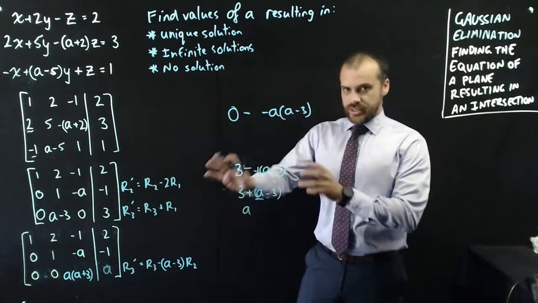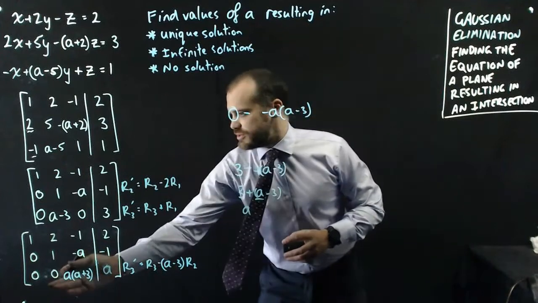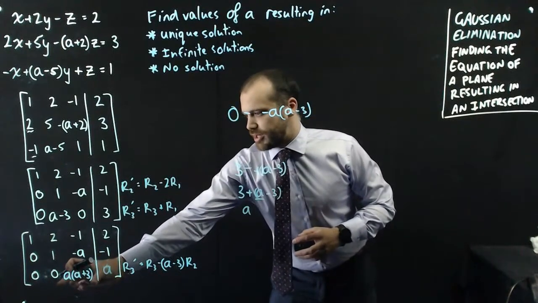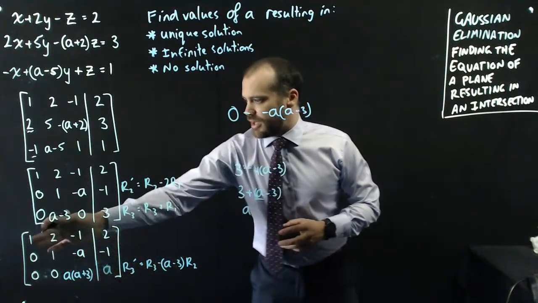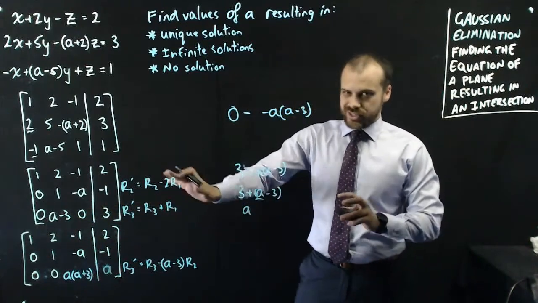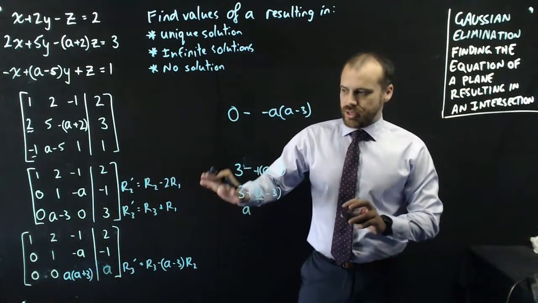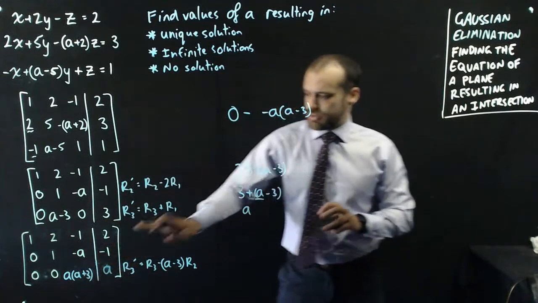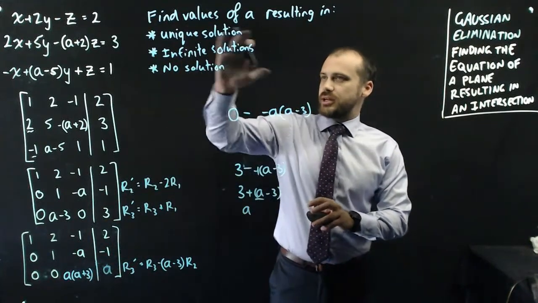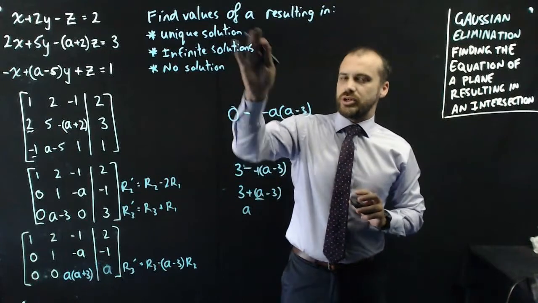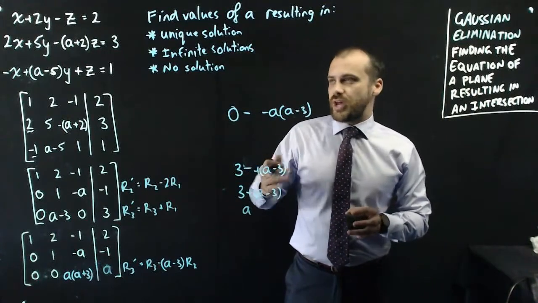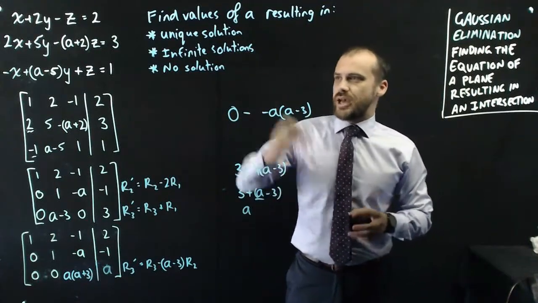And that is the end, right? Because we have 0, 0, a number, a(a + 3) = a, and then all of this other stuff, exactly how Gaussian elimination should be. So now that I've got it down into this form, I can start considering what values of a will result in a unique solution, what values of a will result in infinite solutions, and no solution.